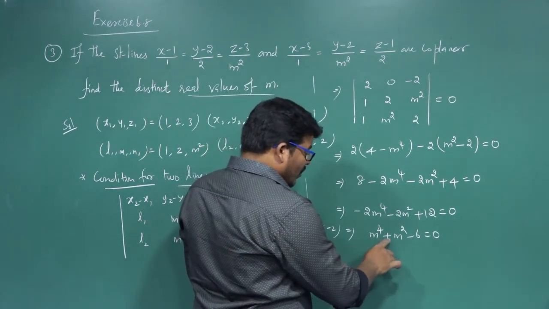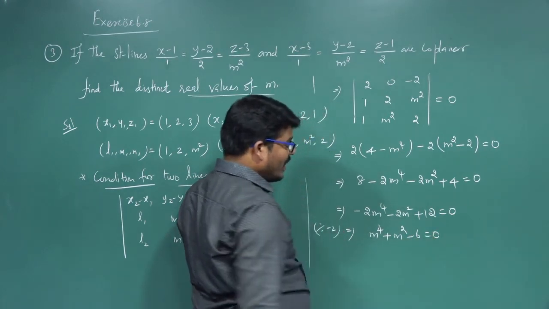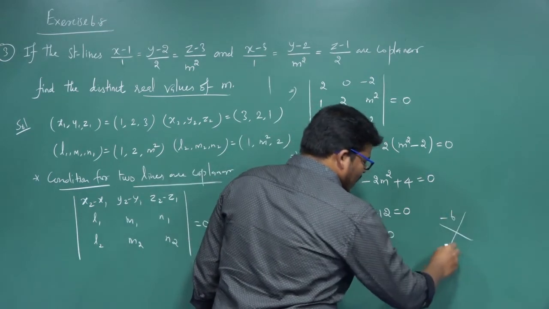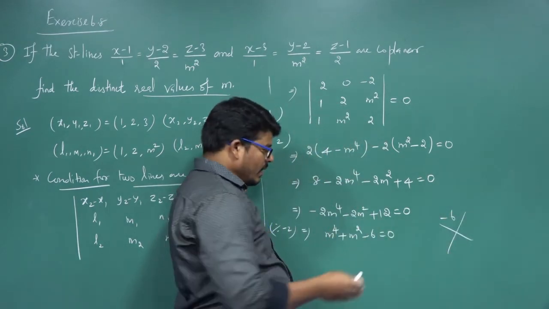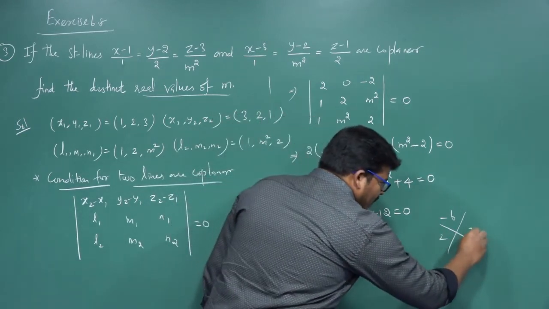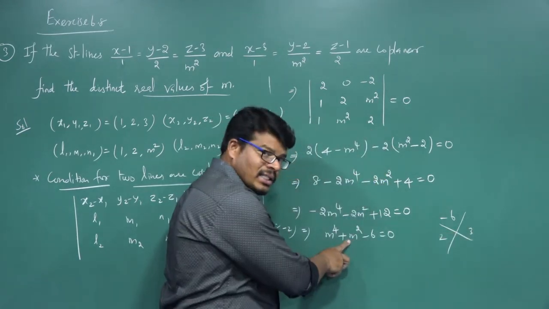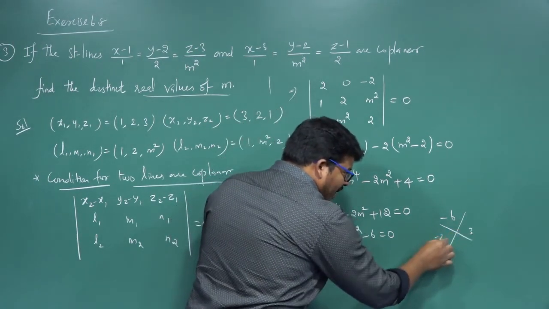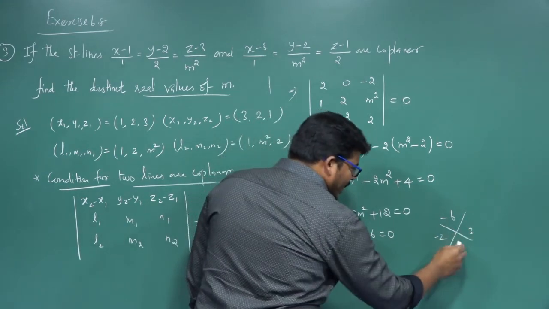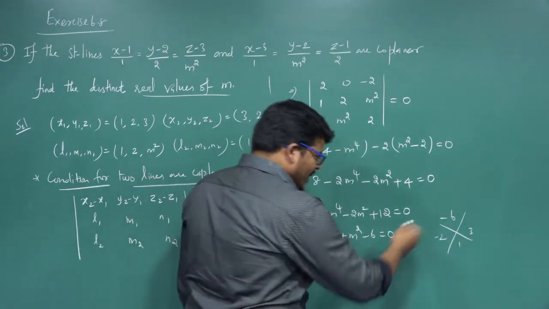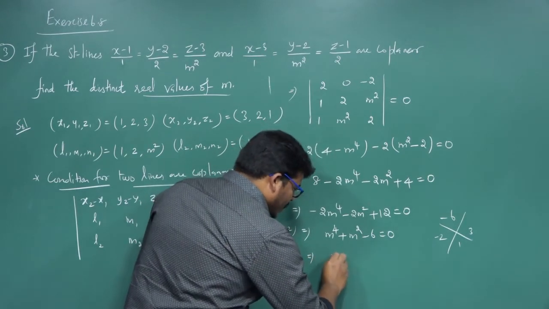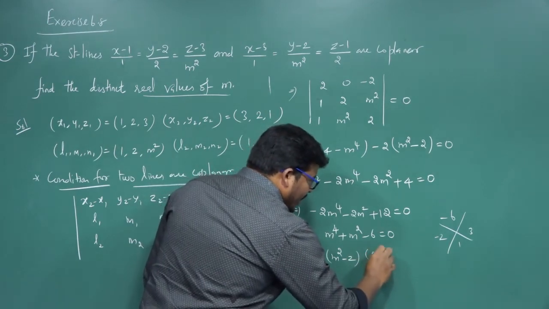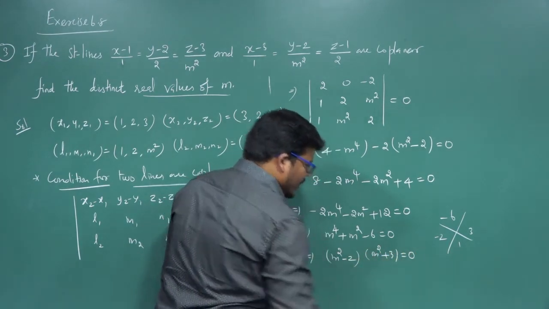m power 4 plus m square minus 6 equal to 0 is a quadratic equation in m square. Multiply 1 into minus 6, giving minus 6; the two values are 3 and 2, since 2 threes are 6. The larger value is positive and the smaller is negative: 3 into minus 2 is minus 6, and adding the two values, 3 minus 2 is 1. Now we get the result: m square minus 2 is one factor, and the next factor is m square plus 3 equal to 0.